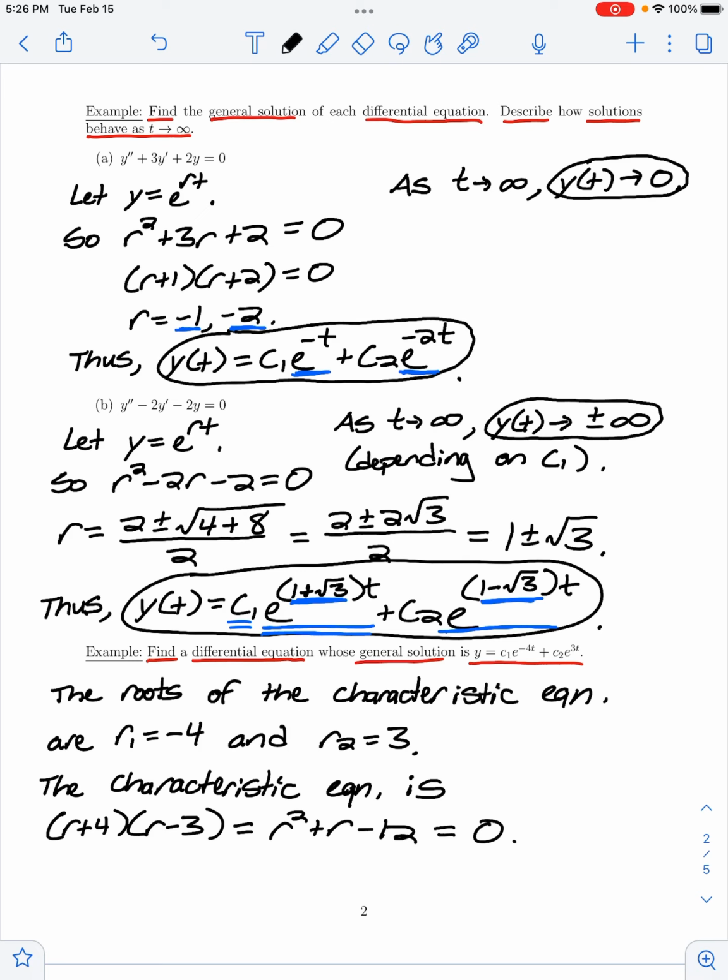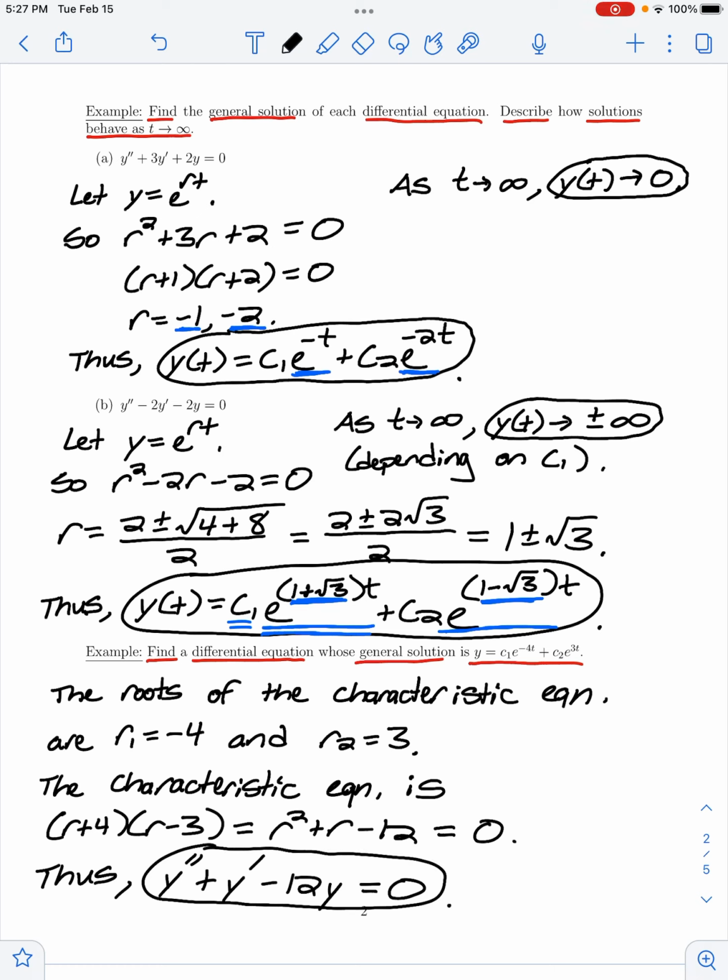So once we have our characteristic equation, we can write down the differential equation that would have this as its characteristic equation. Here we had a 1r squared, so we're going to have a 1y double prime, plus 1r, so plus 1y prime, and then minus 12. So minus 12 times y is equal to 0. So this would be a differential equation which has that function as its general solution.